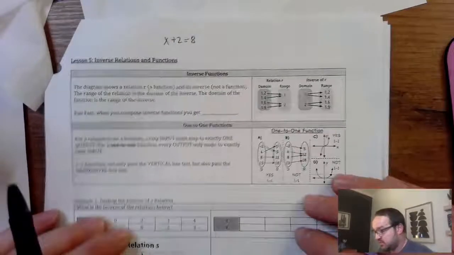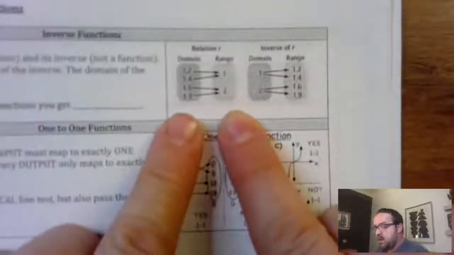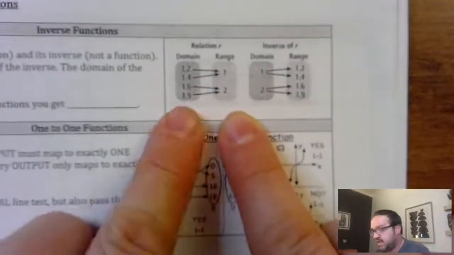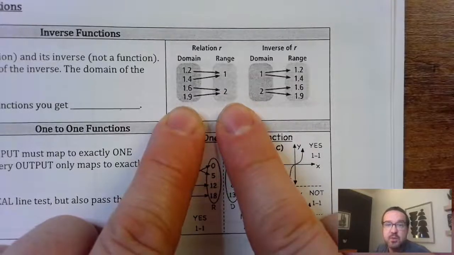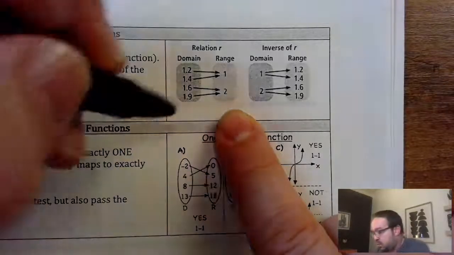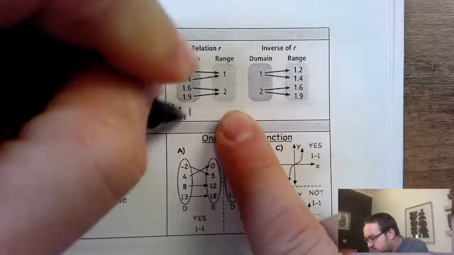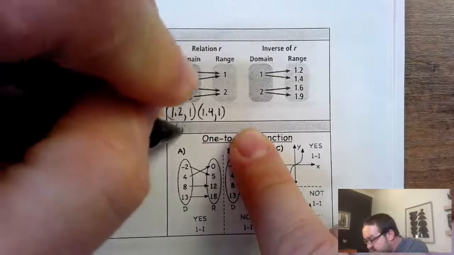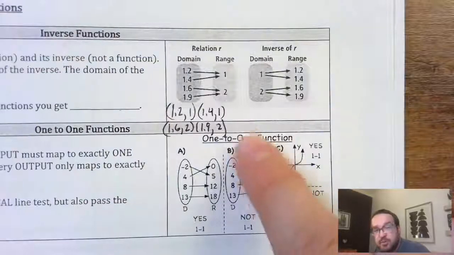So you can see right here that this is just a mapping diagram, in which you would see a list of x values and they just compare to the y. So in this specific mapping diagram, you have four different points. You have the points (1.2, 1), (1.4, 1), (1.6, 2), and (1.9, 2). All right, so those are just 4 points.